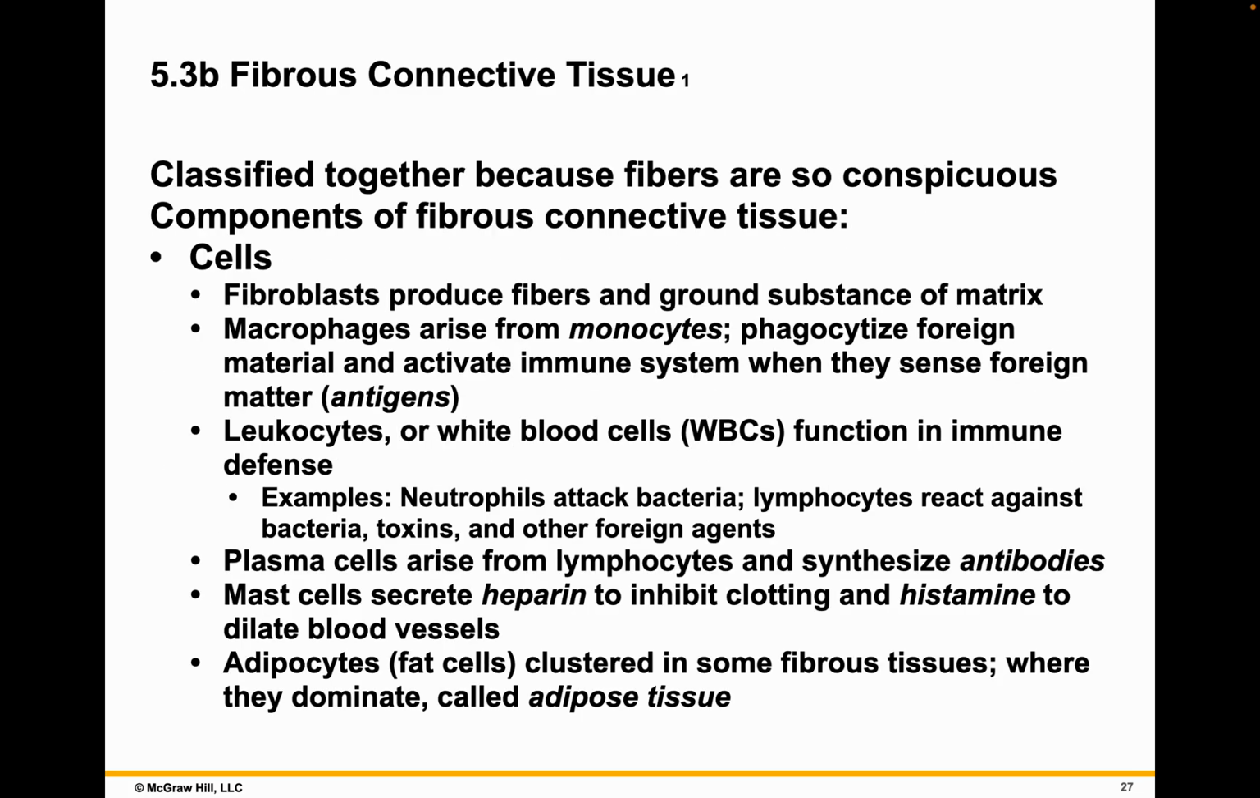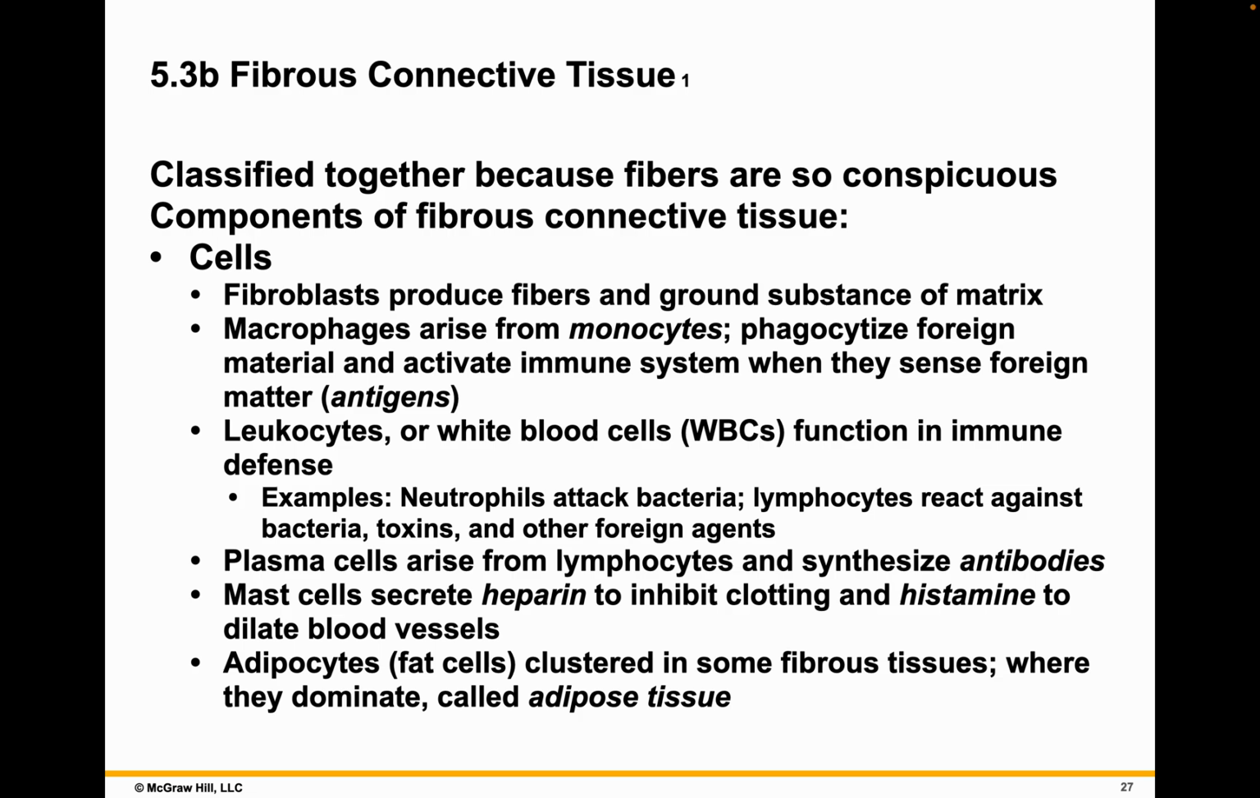So, the first type we'll look at is fibrous connective tissue. Fibrous connective tissue is classified together because fibers are conspicuous components of this tissue. The cells themselves are fibroblasts, which produce fibers and ground substance that make up the matrix. Macrophages arise from monocytes, phagocytize foreign material, and activate the immune system when they sense foreign antigens.